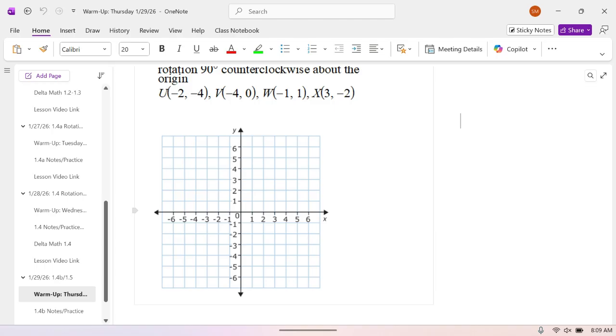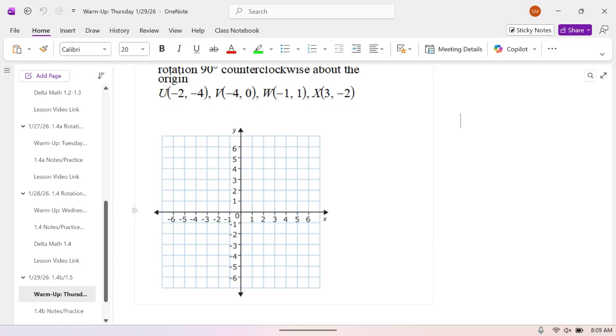You need to ask yourself essentially the process that we just did. What quadrant is my point currently in? Where's it going to end up? So what are the signs going to look like? So what are the numbers going to look like? That is what you should be asking in your head every time you do a rotation. All right. Does that make sense to everyone?